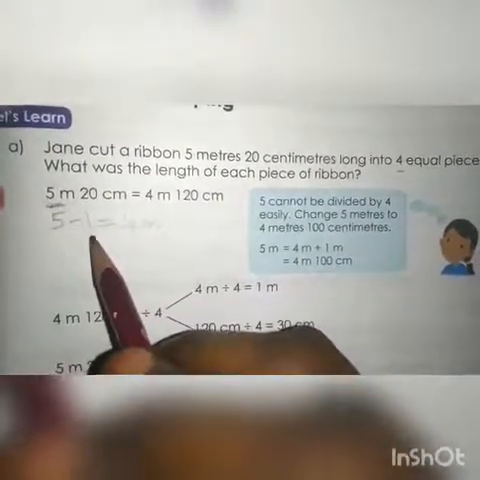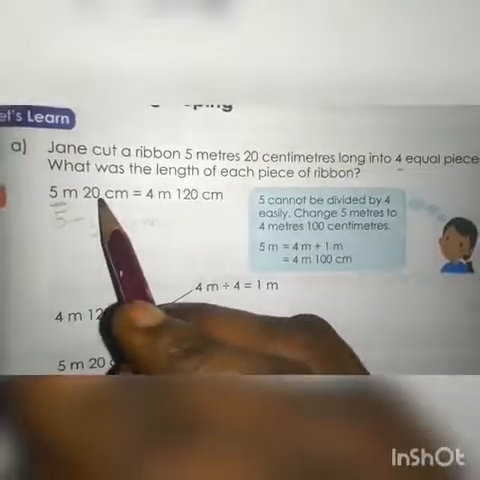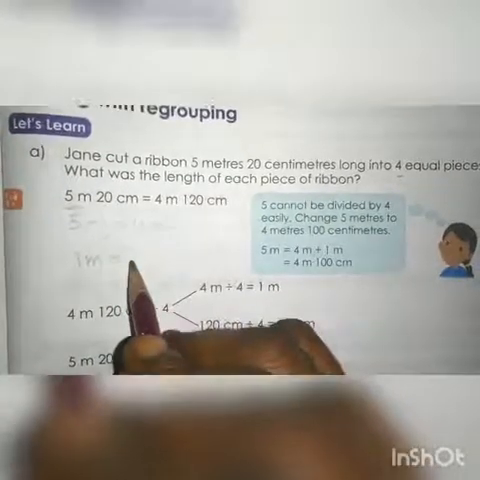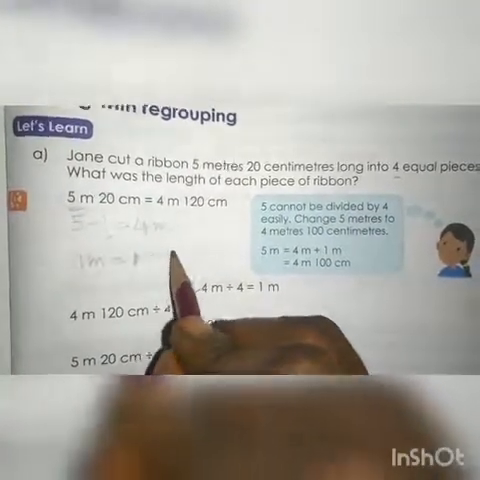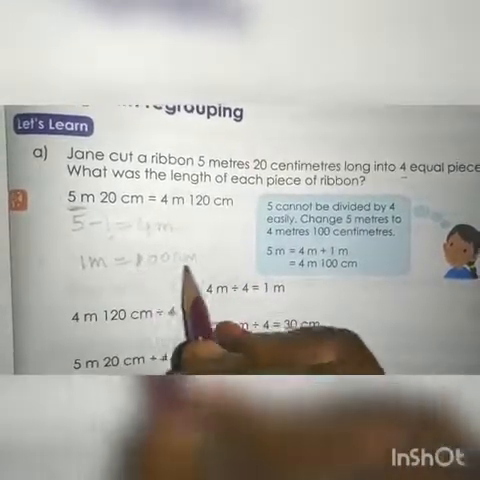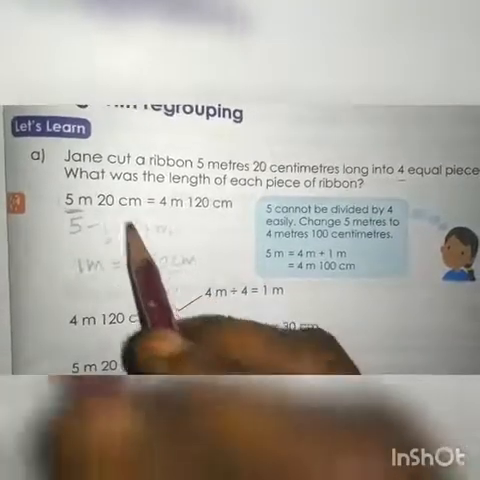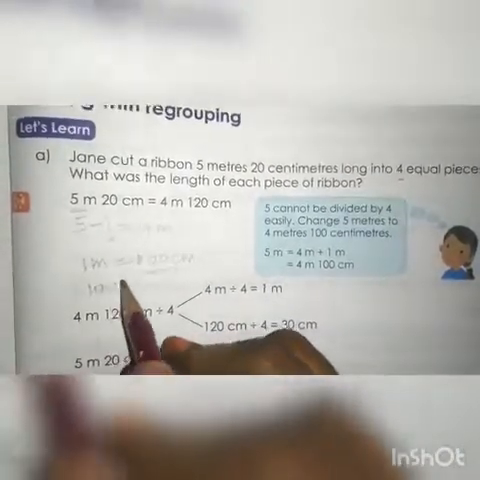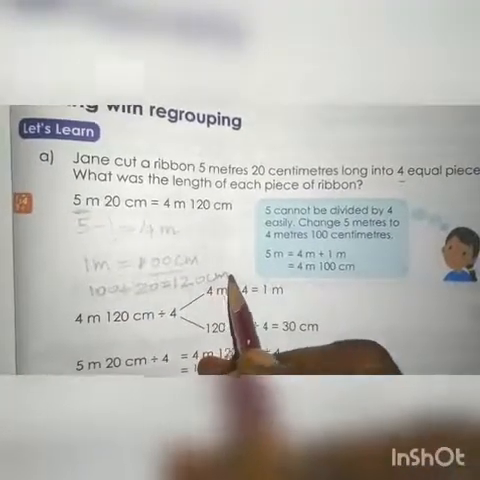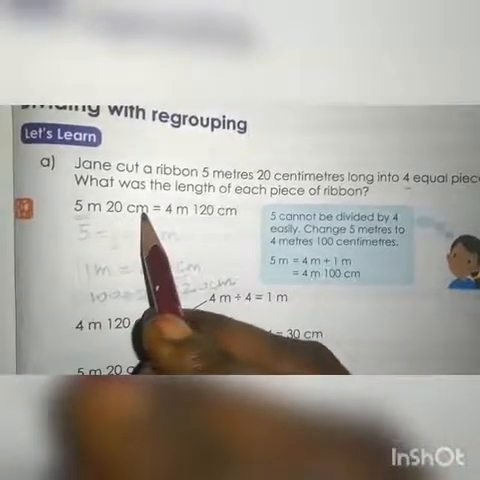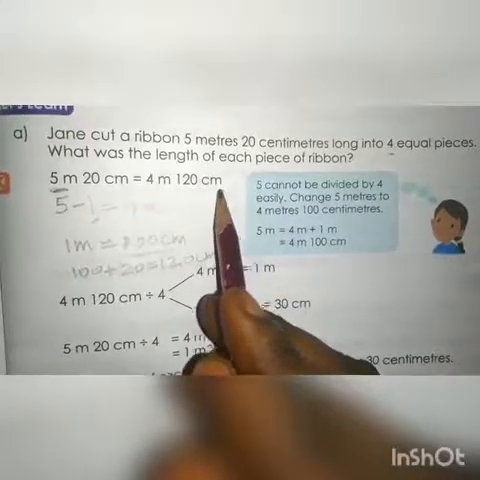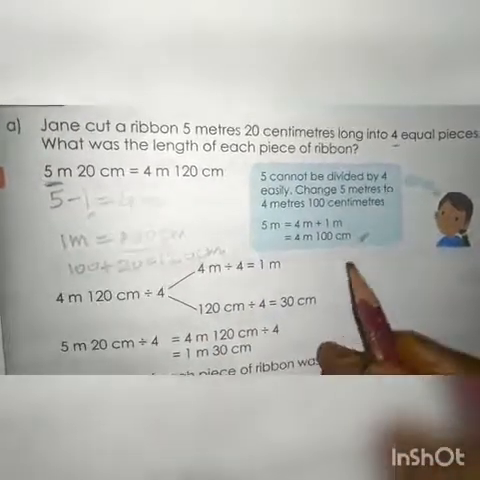Then what about this 1 meter? This 1 meter is added with 20 centimeter. We already know that 1 meter is equal to 100 centimeter. So this 1 meter value is converted as 100 centimeter. We have to add this with 20 centimeter. 100 plus 20 is equal to 120 centimeter. So therefore 5 meter 20 centimeter can be converted as 4 meter 120 centimeter. See here, in this way we have to do it.